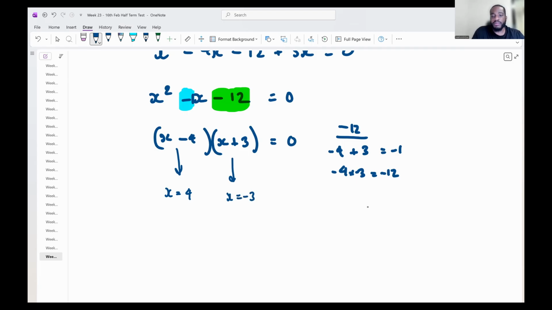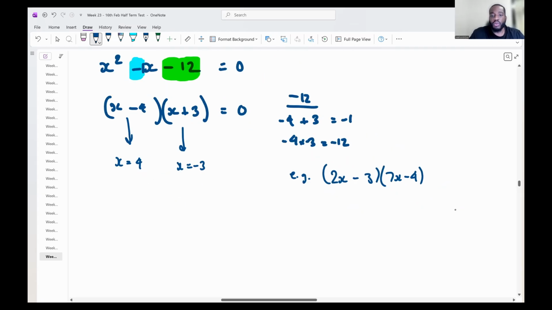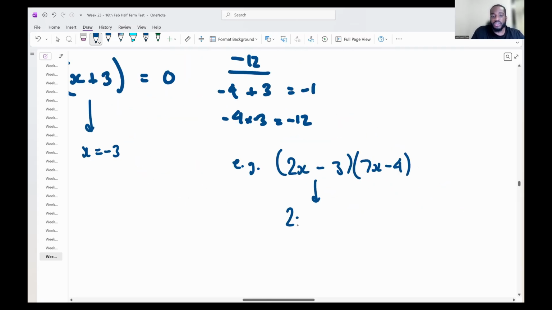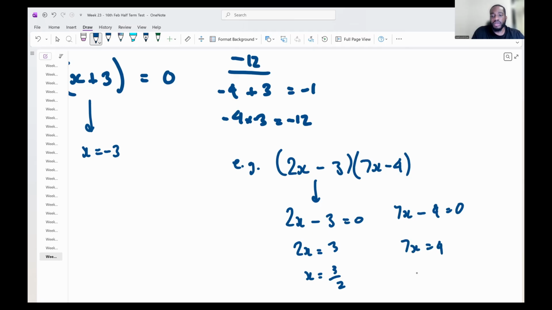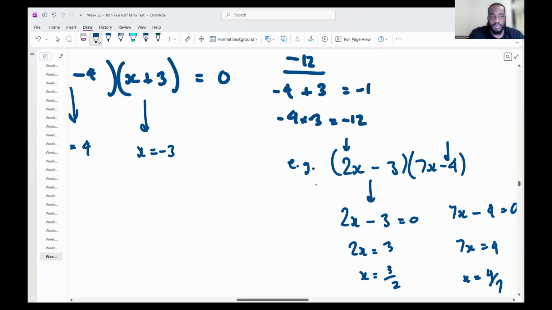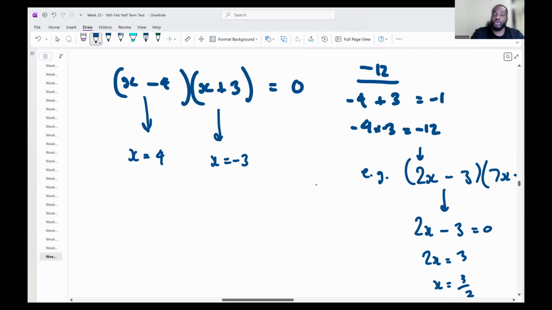Now, you can't do this for all of them because, for example, if I had 2x minus 3 and then 7x minus 4, then we need to set this equal to 0 and say 2x minus 3 is equal to 0, 2x is equal to 3, x is equal to 3 over 2. And then that one will be 7x minus 4 is equal to 0, 7x is equal to 4, x is equal to 4 over 7. Okay? So if there are numbers in front, you can't just swap them over like we did here. But because they don't, we can do that.